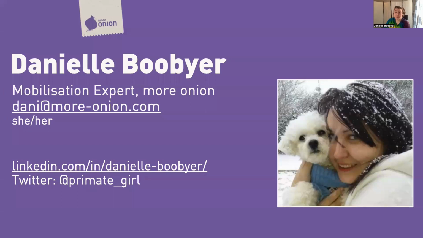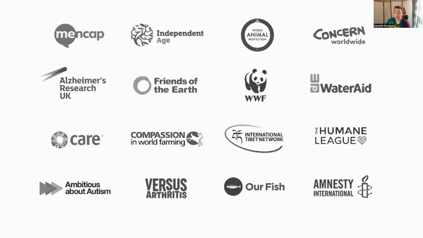So I've been running ads for charities and nonprofits for about 10 years, both in-house and agency. I'm currently a mobilization expert for More Onion. More Onion is a digital mobilization agency. We work exclusively with progressive nonprofits to deliver high impact campaigns and fundraising. We do this through helping with design, consultancy, and technology, including our mobilization platform, Impact Stack.